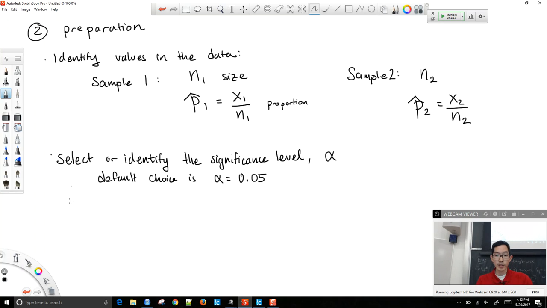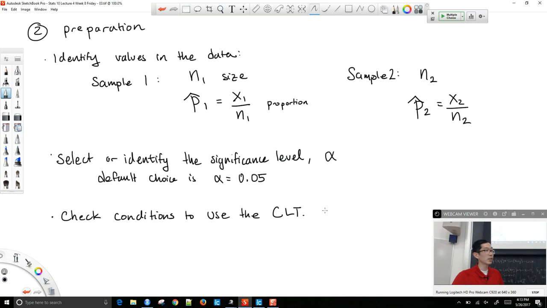Okay, and then lastly, the other part is check conditions to use the central limit theorem. Because this hypothesis test also assumes that the sampling distribution follows a normal distribution, and if that's the case, that means the central limit theorem must be true. And in order for the central limit theorem to be true, those conditions need to be met. And if those conditions aren't met, our conclusions will not be valid.